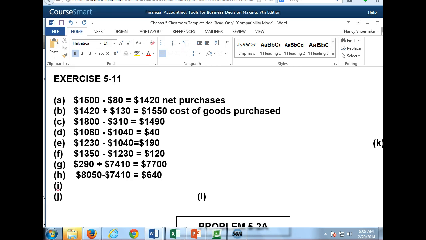What if we had freight out in here? What would we do? Freight out, would we add that to anything in here? No. Why? Because freight out is not an inventory item, is it? It's a selling expense. Okay?